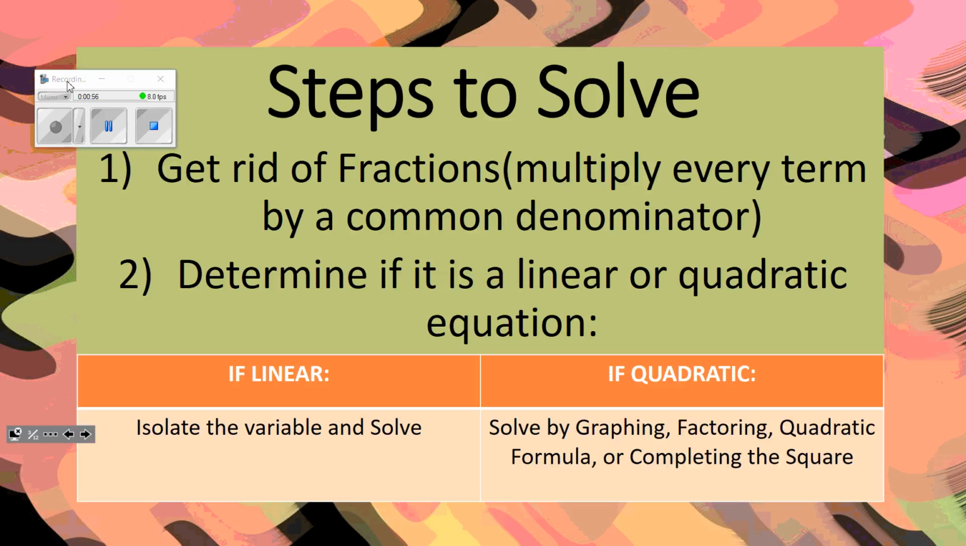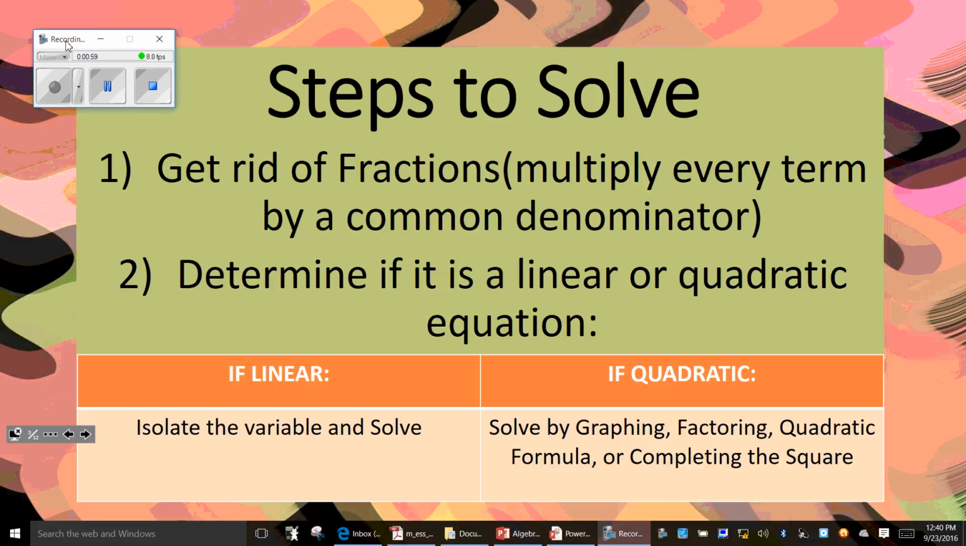Here is a step-by-step guide to solving a rational equation. Step 1: ooh, yuck, gross, disgusting, nasty fractions. Let's get rid of them. We're going to multiply every term by a common denominator. So we're going to get rid of our fractions. Once we get rid of the fractions, we will then determine if it is a linear equation or if it is a quadratic equation. How do you know if it is linear?